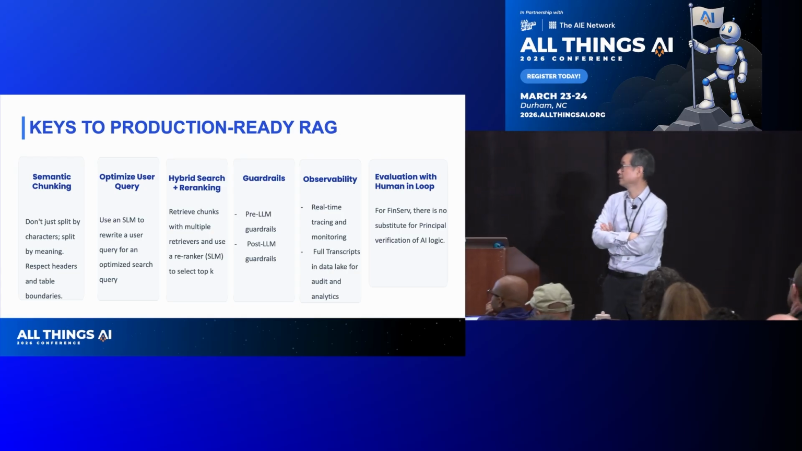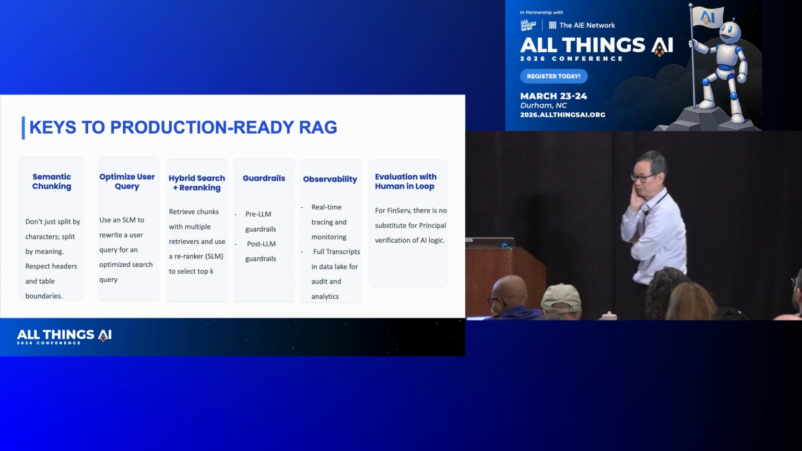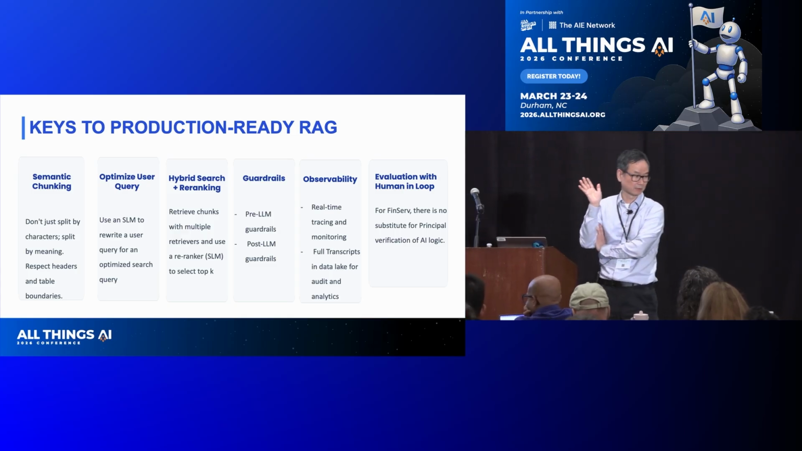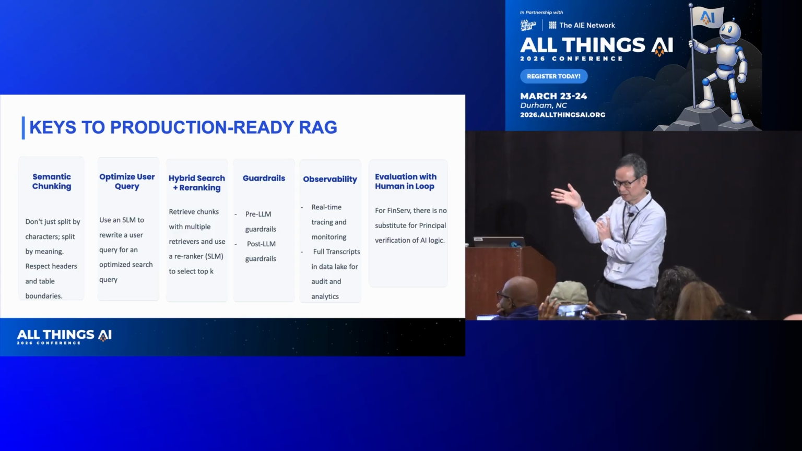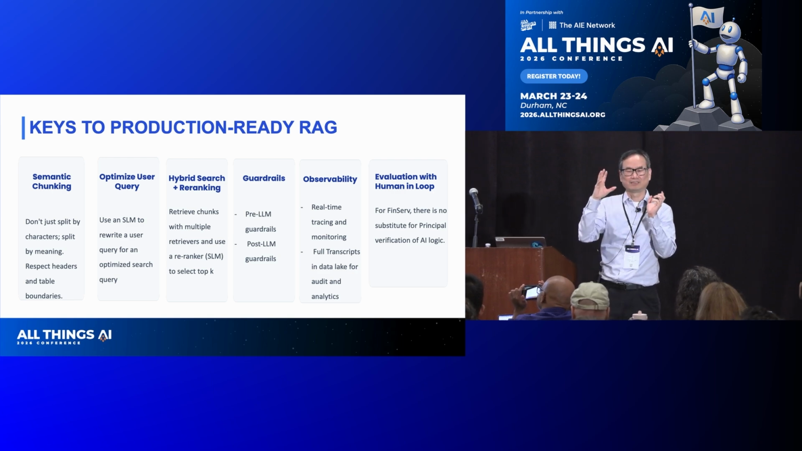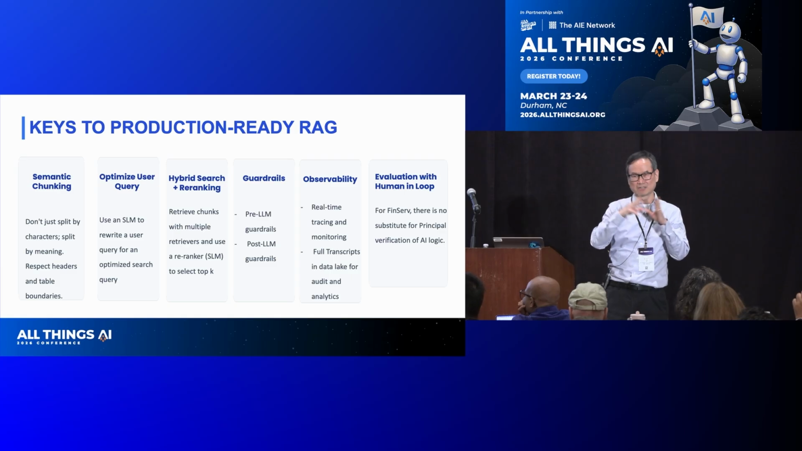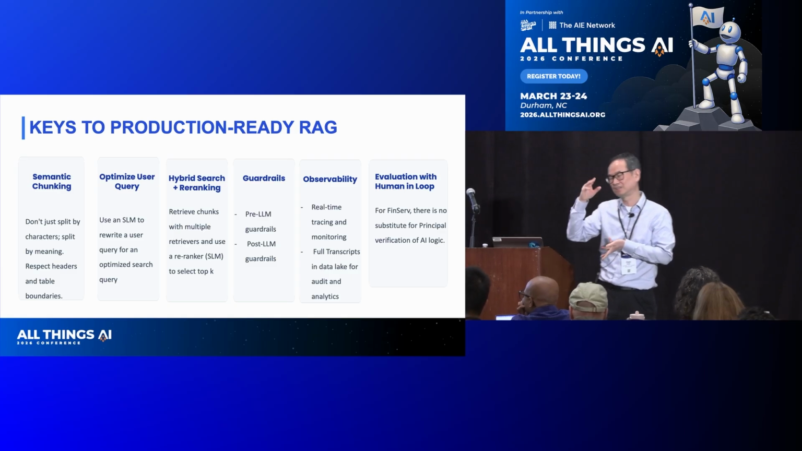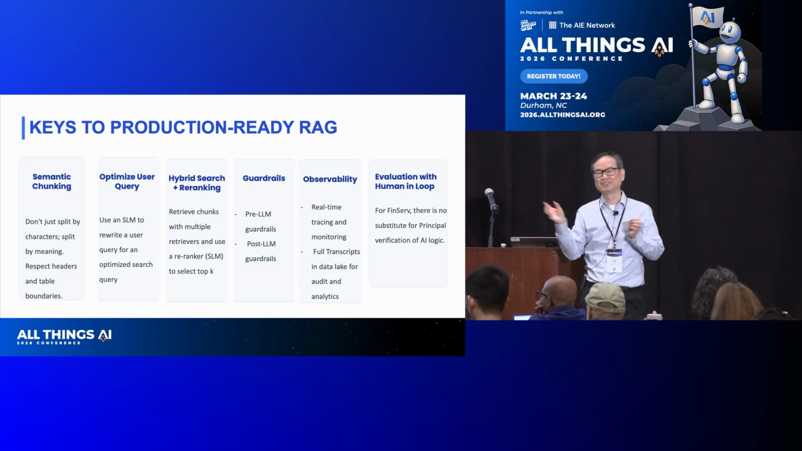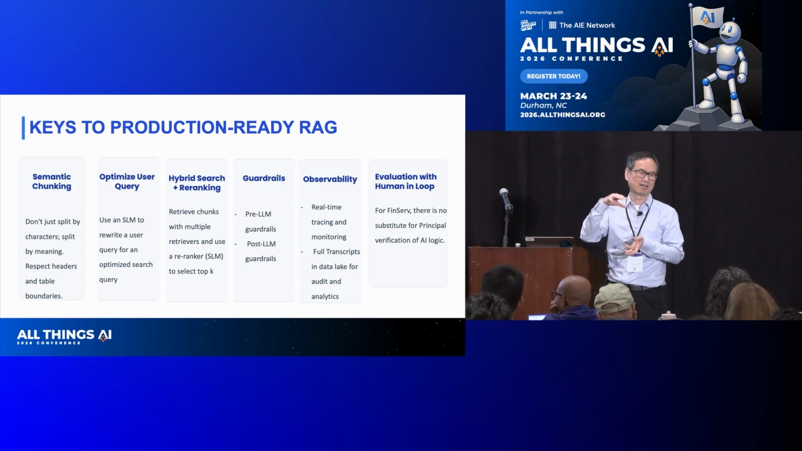So I list those as the 6 key areas in terms of having a production-ready RAG solution. The first thing is getting the right content, right? Called semantic chunking. So not just automatically based on the length of the document, the automatic breakdown, but rather break it down by the meaning of the document, right?